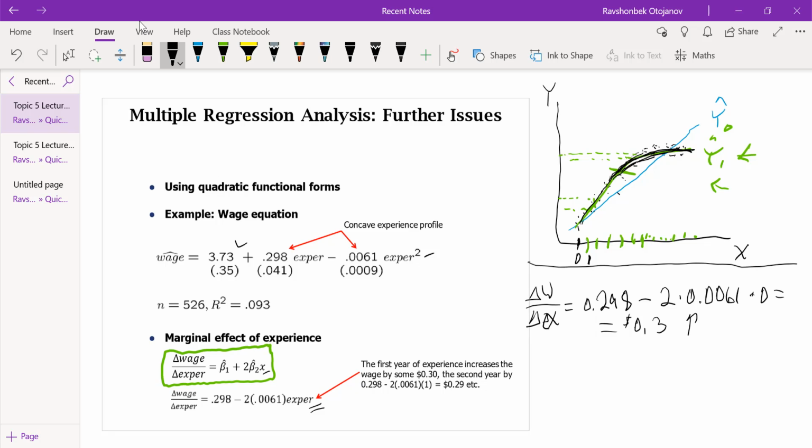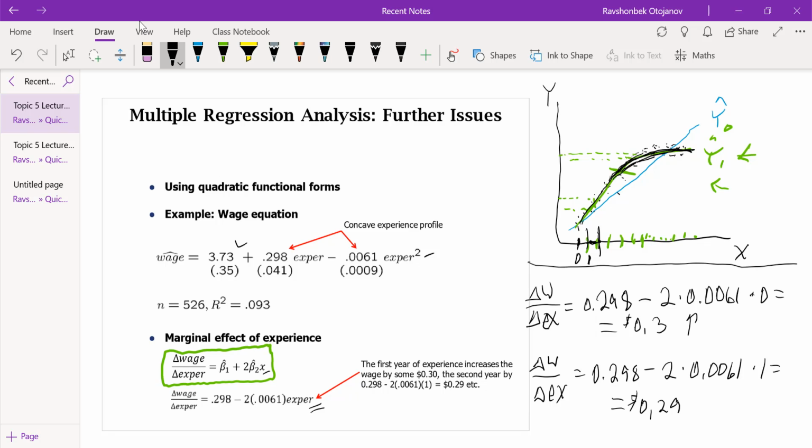But let's say we take this change in wages with respect to experience, 0.298 minus 2 times 0.0061 times, now we're looking at the effect of the second year in addition to our experience. So our experience increased from 1 to 2. In other words, we added one more additional year of experience, starting with the first year as the initial year. So that's going to be times 1, and that gives us something like 0.29. Let's say in this case dollars.